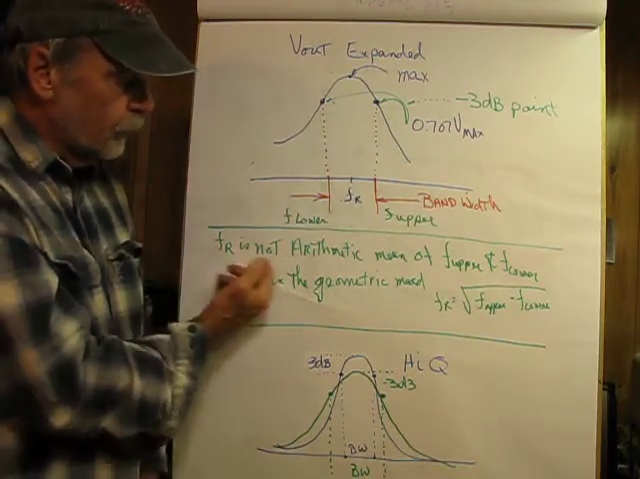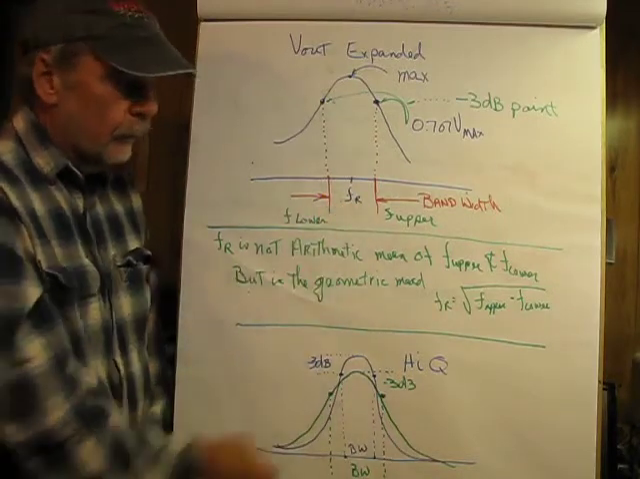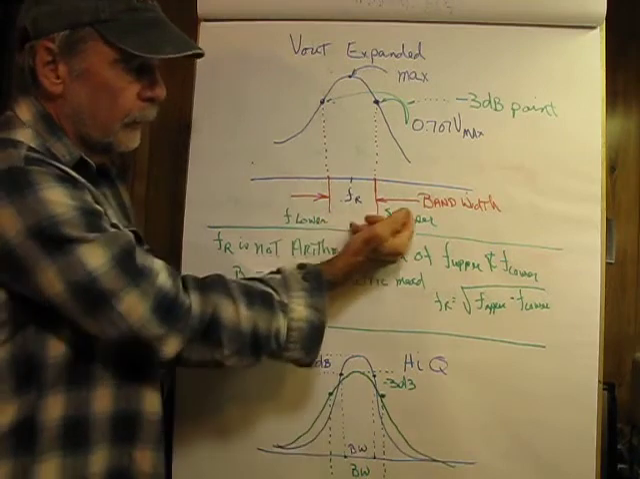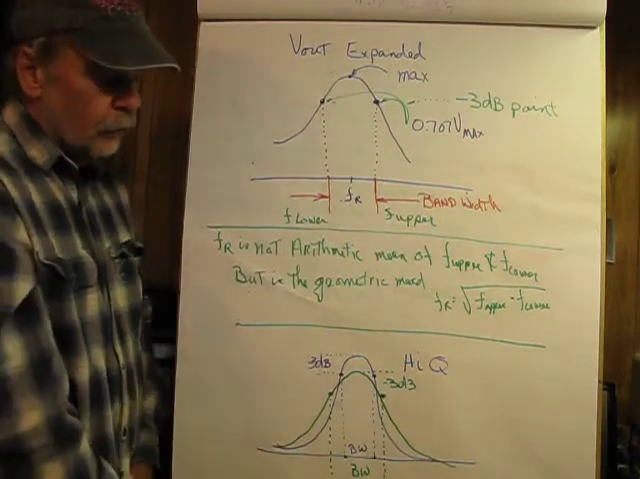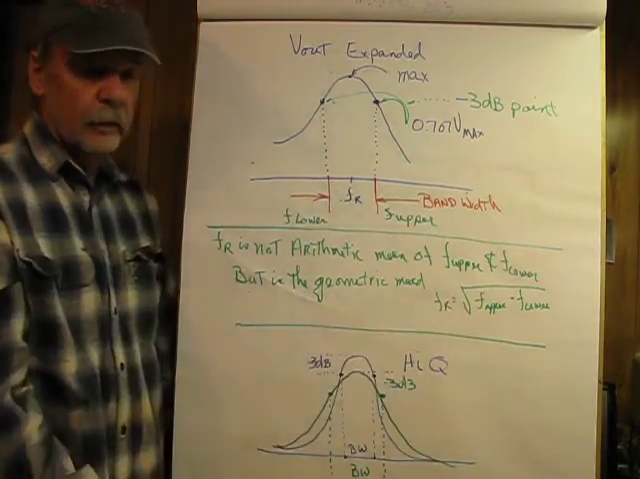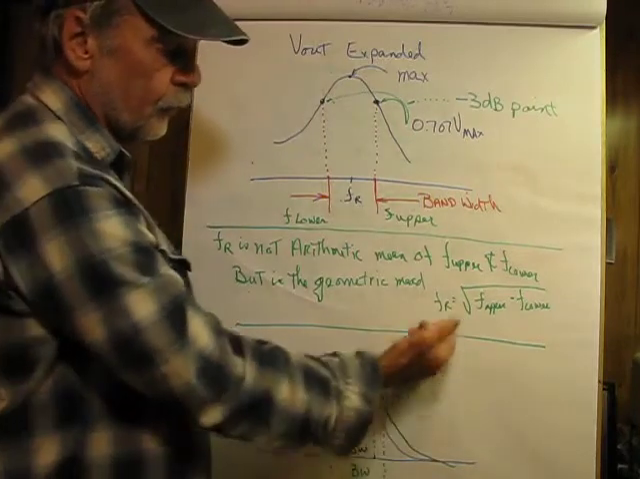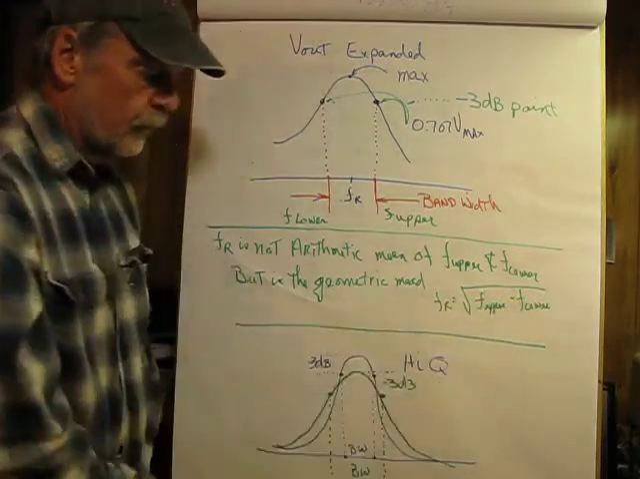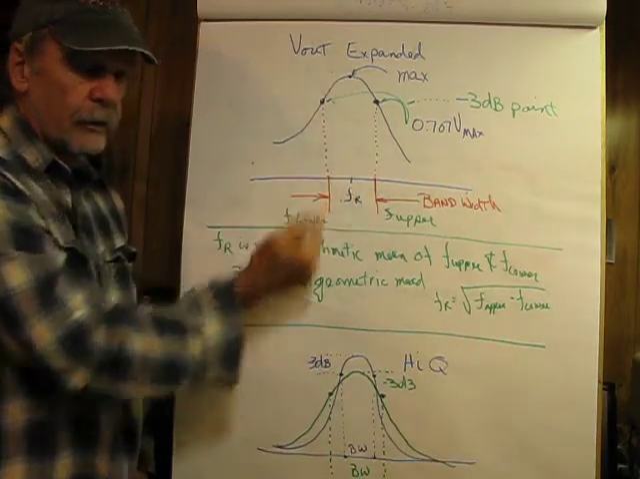So the resonant frequency is not the arithmetic mean between the upper and lower bandwidth frequencies, but it's a geometric mean. So if we wanted to find that, and we knew the upper and the lower, which we can easily measure in the lab arrangement, it would just be the square root of F upper times F lower. So it's not this many hertz above equals this many hertz below.